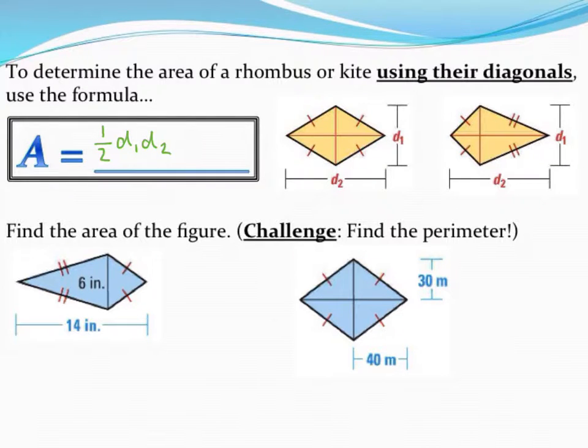To find the area of a rhombus or a kite, we can use the formula area equals 1/2 times d1 times d2. d1 and d2 refer to the diagonals of these figures. Now you may recall that we've already found the area of a rhombus.